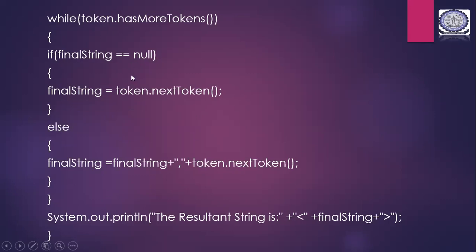So this is an infinite loop here. Until it is equal to null, whatever the token that you take will be given to final string. Okay. So if it is equal to null, then the final string will be displayed and a comma will be given, and the next token will be displayed. Okay.